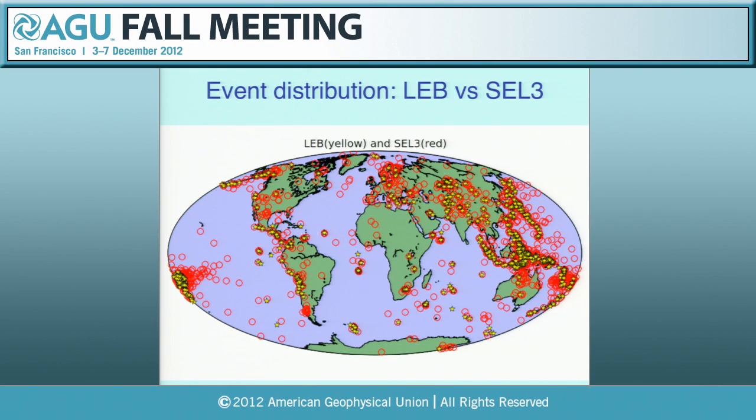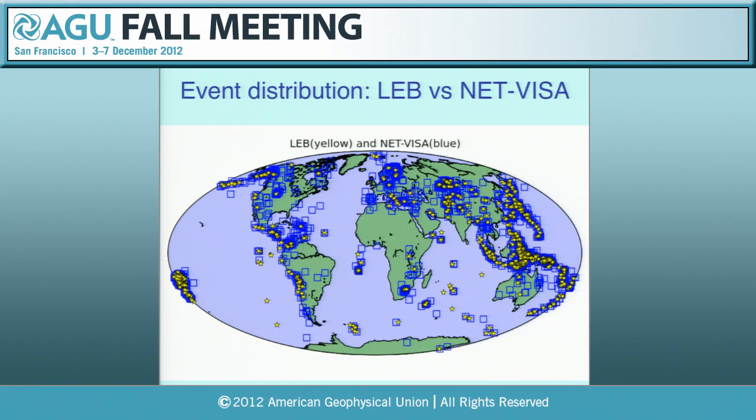We can also look at the geographical distribution of hypothesized events. So this is for the cell 3 list. The yellow stars are the LEB true events, and the red circles are the cell 3 hypotheses. And you can see that the geographical distribution looks somewhat unhealthy. There are lots of events being proposed in places where they don't really occur. And this is the corresponding diagram with blue squares for the NetVisa events. You see that out of the ones that we miss, for example, there's a little event that we missed. A lot of them are actually in the ocean, and that's because we don't use yet the hydroacoustic data.